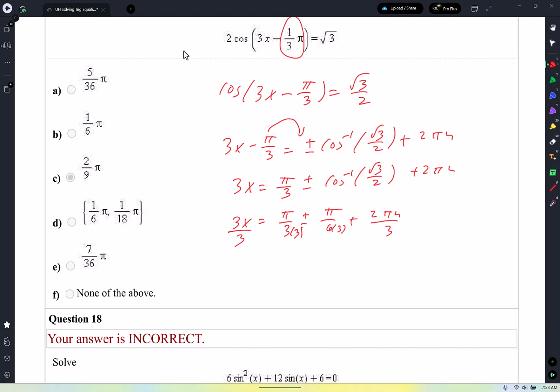Let me pause. All right, here we go. 3's cancel out. X equals pi over 9 plus minus pi over 18 plus 2 pi n over 3.